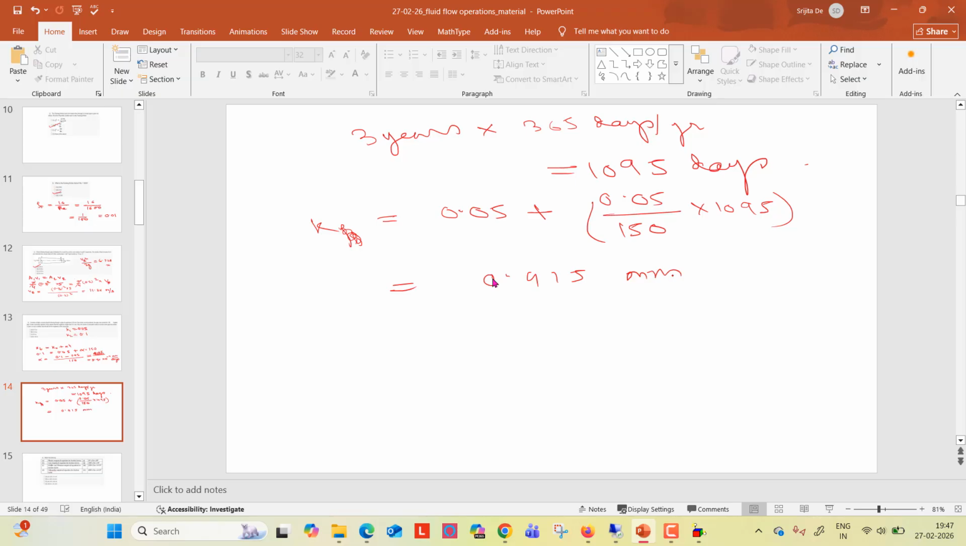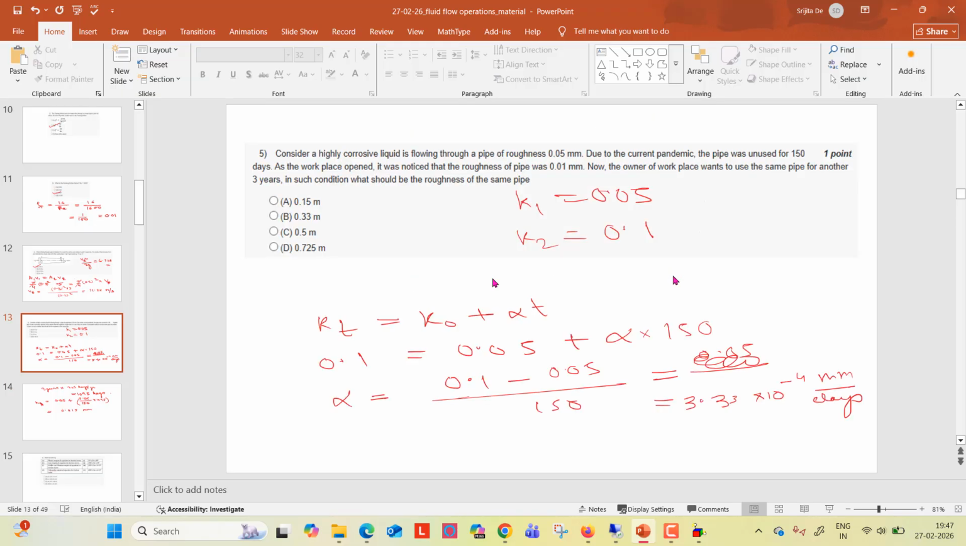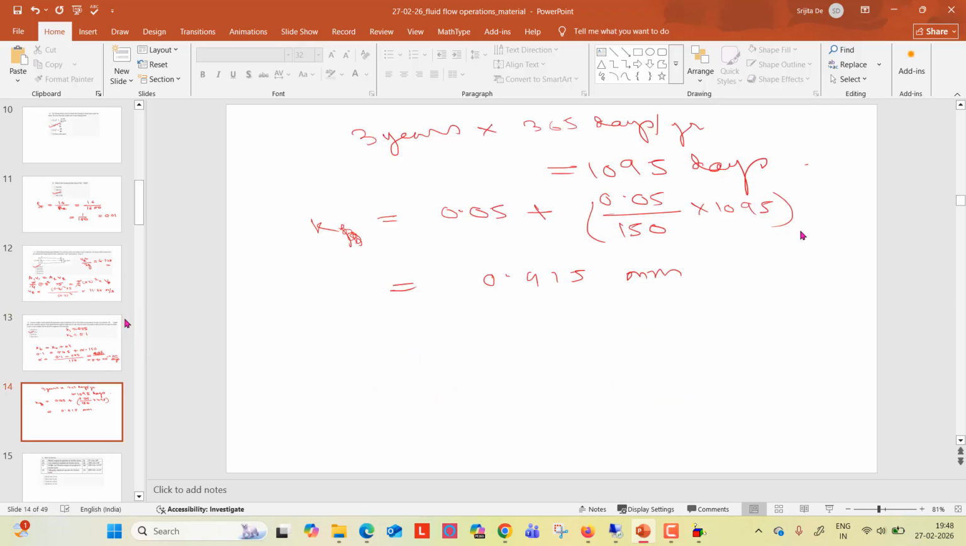So among the options, the nearest option is 0.33. It will always be less because it may be a leap year or something, so it will not be overestimated, it will be underestimated. So 0.33 will be the right answer. Okay. Next.